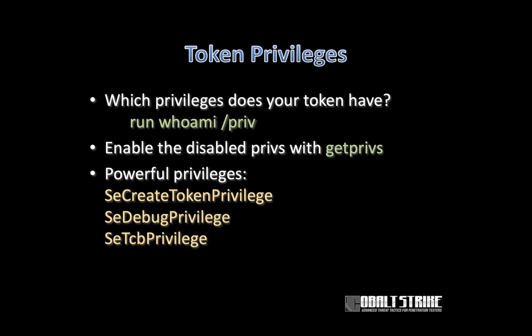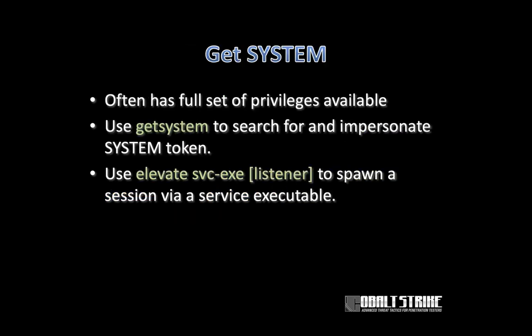These three privileges will allow you to do most of the things you may want to do on a compromised target. And if you don't have these privileges, you should expect that attempts to interact with certain process contexts, especially processes running as SYSTEM, may fail. One way to escalate to the full set of privileges available is to try to take on the system token.